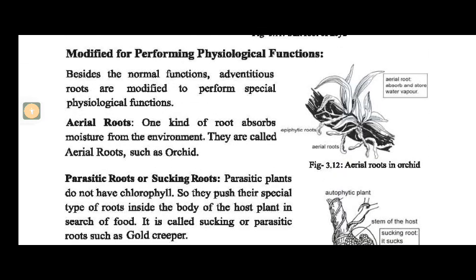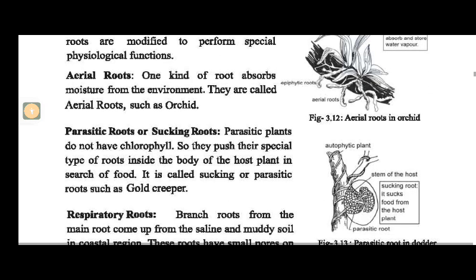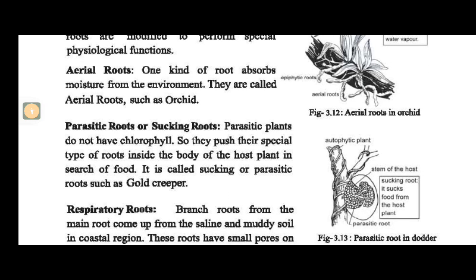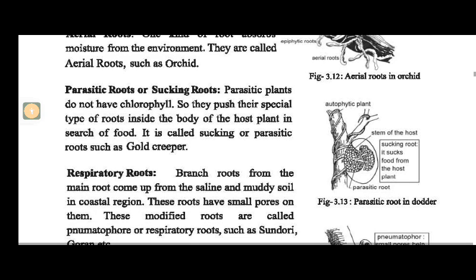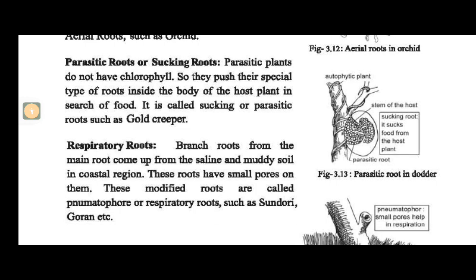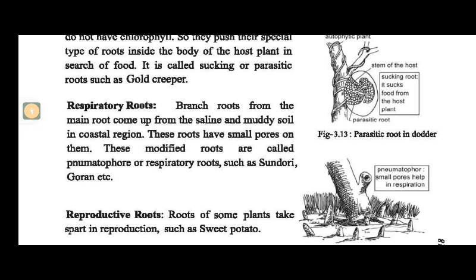Modified for performing physiological function. Besides the normal function, adventitious roots are modified to perform special physiological functions. Aerial root. One kind of root absorbs moisture from the environment. They are called aerial roots, such as orchid. Parasitic root or sucking root. Parasitic plants do not have chlorophyll, so they push their special type of root inside the body of the host plant in search of food. It is called sucking or parasitic root, such as golden creeper.